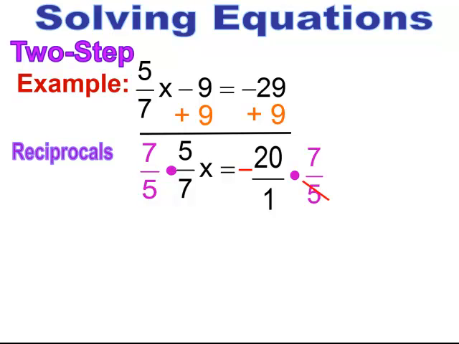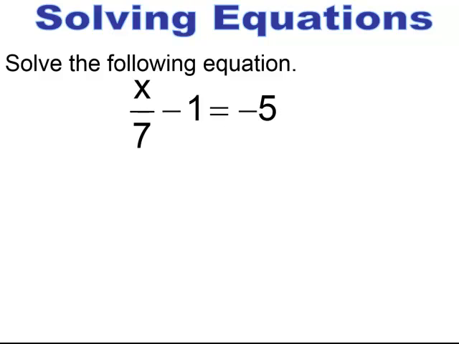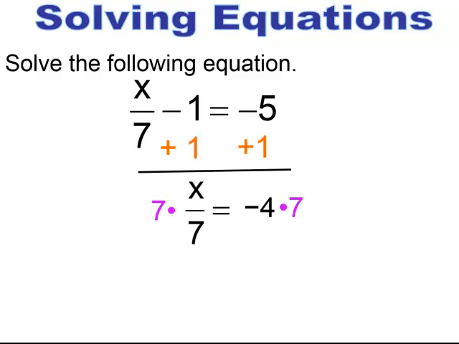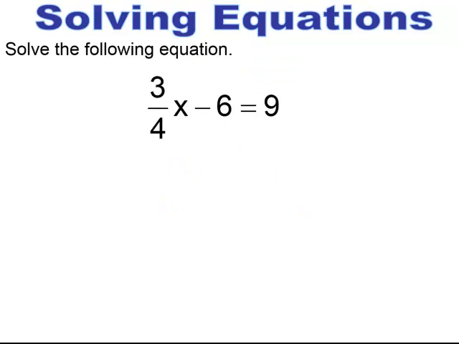So I'm going to simplify here. I end up getting a negative 4 times 7, which is going to give me that negative 28. So x equals a negative 28. Pause and try. You're going to add 1 first. Then you're going to multiply both by 7, and you get your solution here, x equals a negative 28. Pause and try.